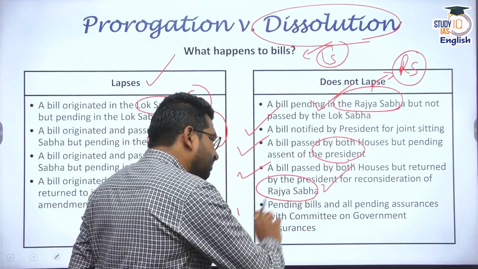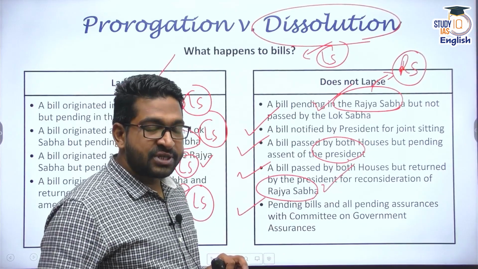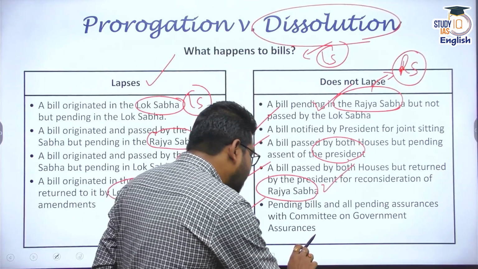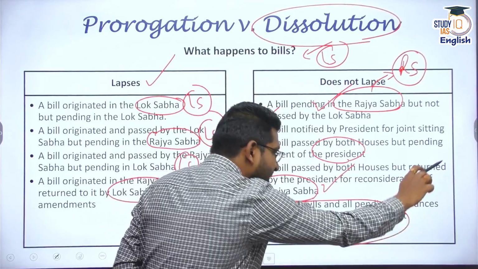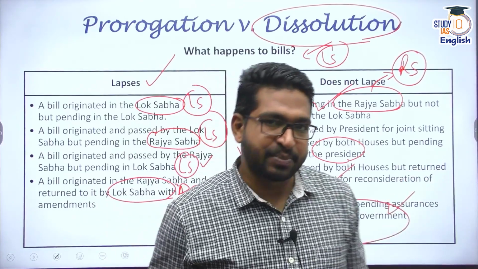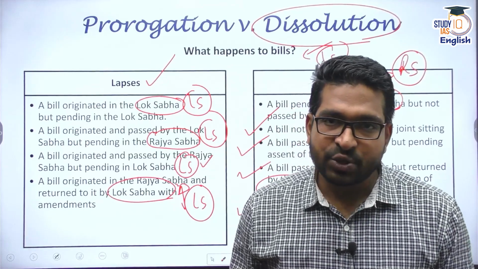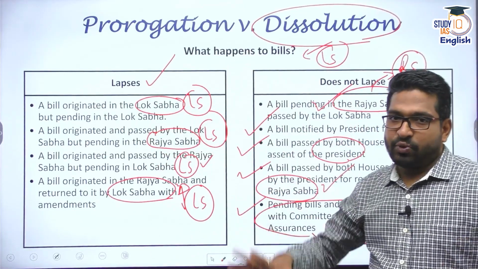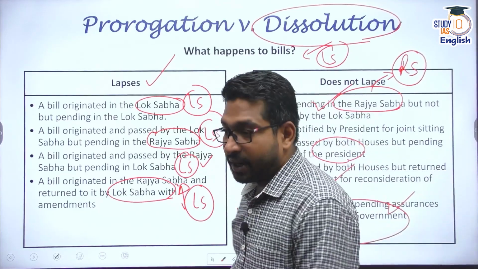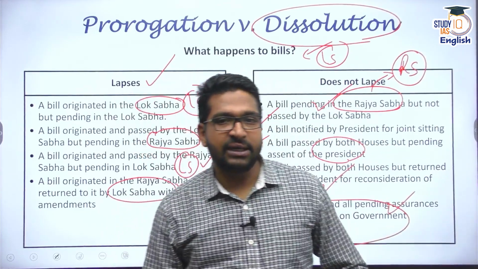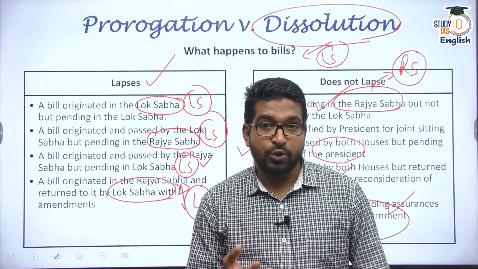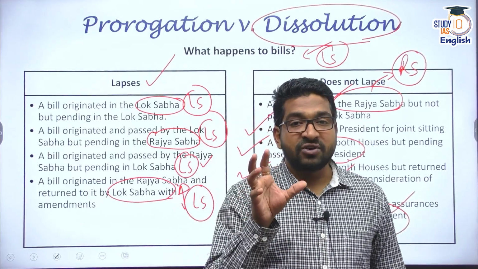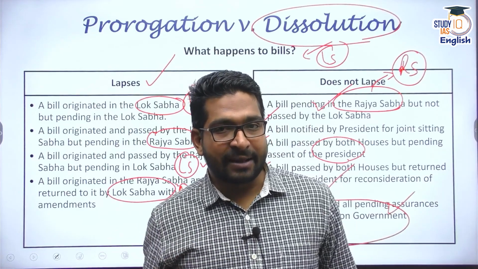Also, pending bills and all pending assurances which have been transferred or which are with the Committee on Government Assurances, they stay, they do not lapse. Clear? So please remember these, what lapses, what does not lapse. Some questions might emerge on that. I hope I have given you enough clarity on the terms summoning of the house, prorogation of the house, and dissolution of Lok Sabha, along with the meaning of adjournment and adjournment sine die.